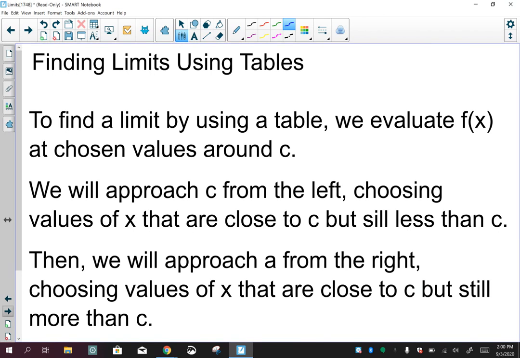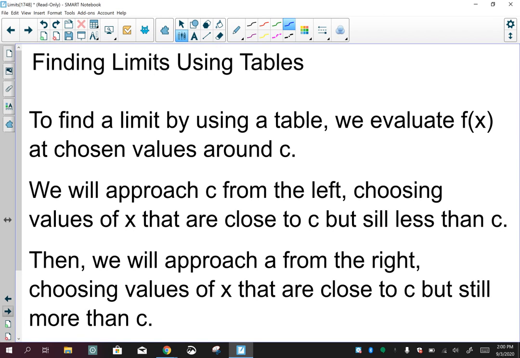So let's look at finding limits from a table. To find a limit from the table, what we're going to do is evaluate your f of x at the chosen values around your, in this case, I'm going to use c. I don't know why I switched, I just did. But around, in this case, a c value. So I'm going to say, here's your function. What's the limit as x approaches 7? And so we're going to look at 7, but not look at 7 directly. We're going to look at all the values around it to see if those values approach the same number on both sides.